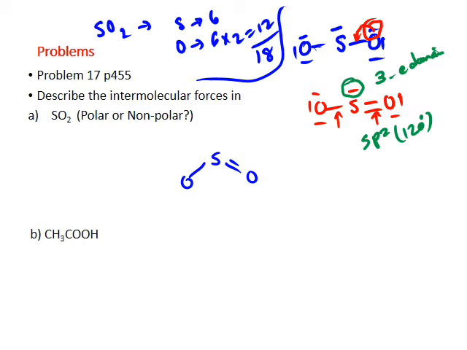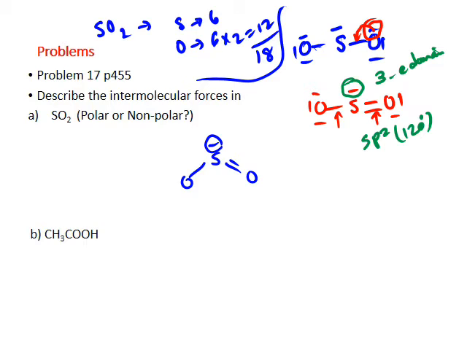Now I'm not showing any more of those electron pairs because I'm going to show you what kind of molecule this is. So this is a bent molecule, and the angle is around 120 degrees. Of course, this will be squeezed a little bit because of the unshared electron pair on sulfur.